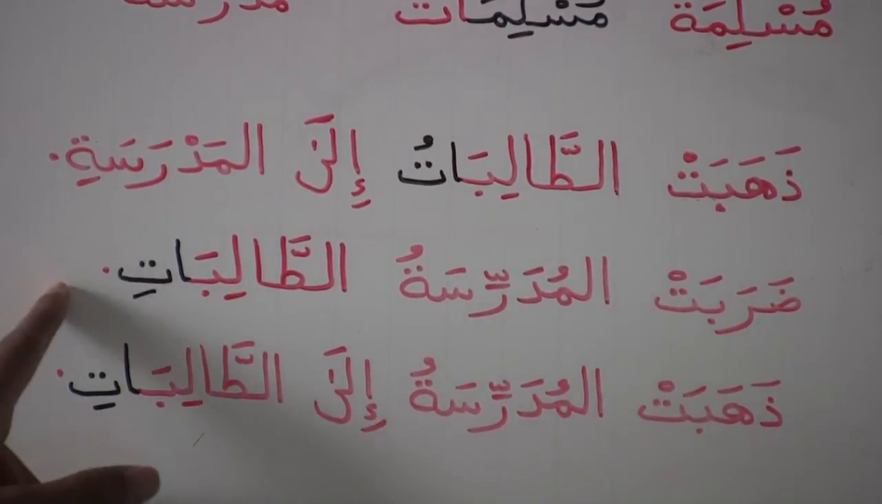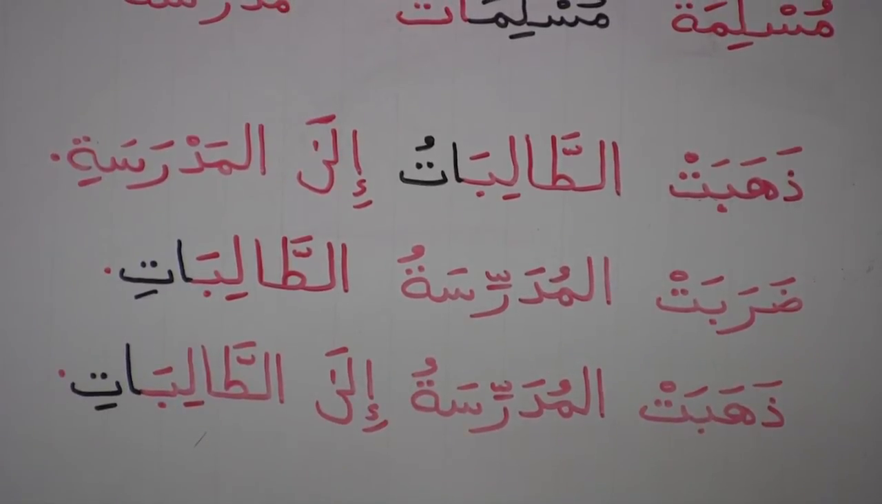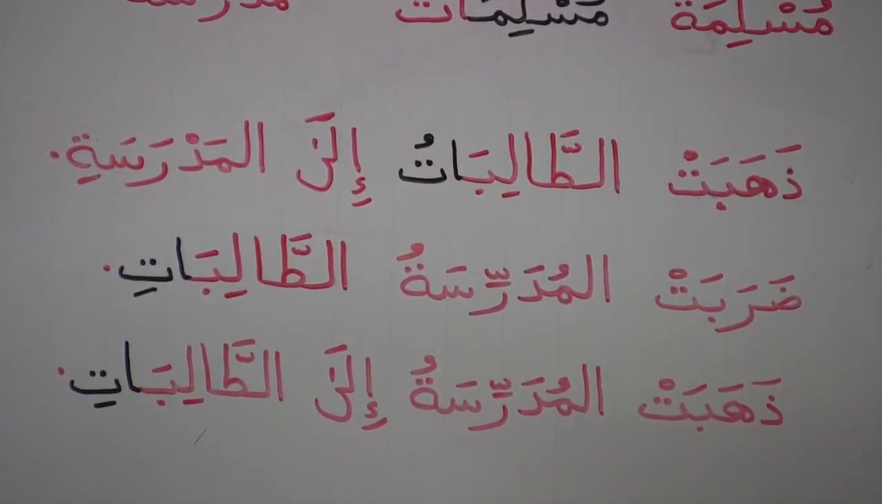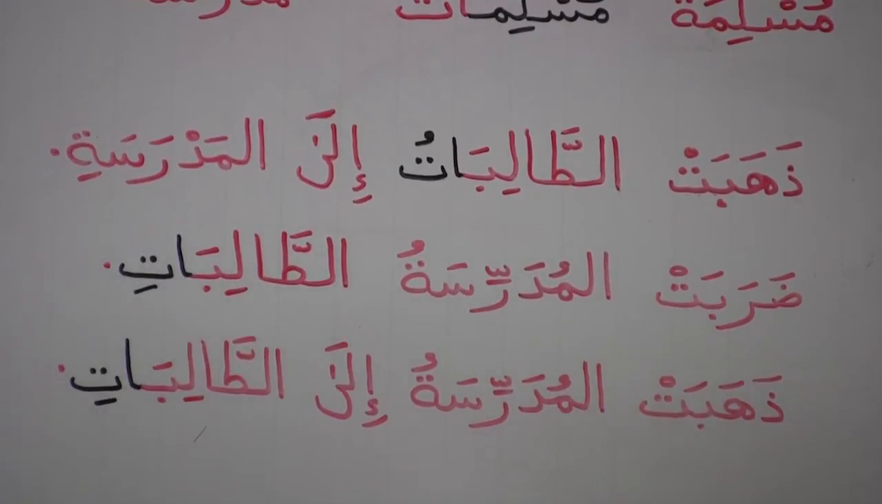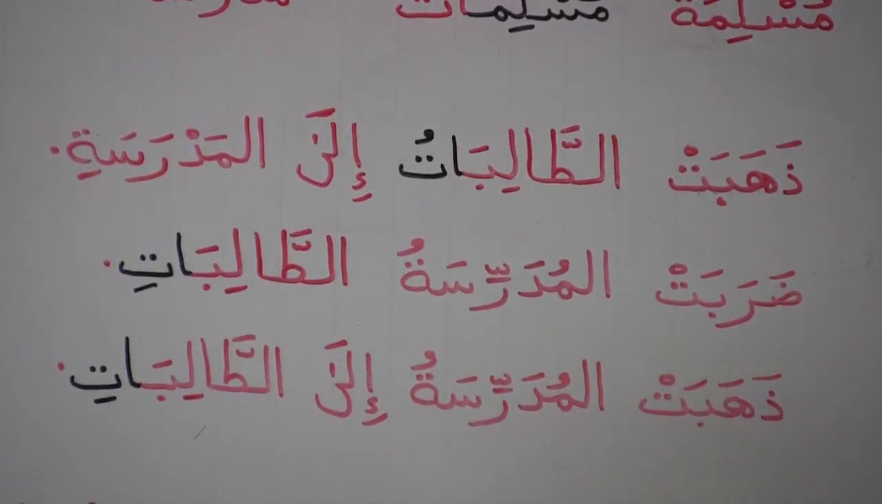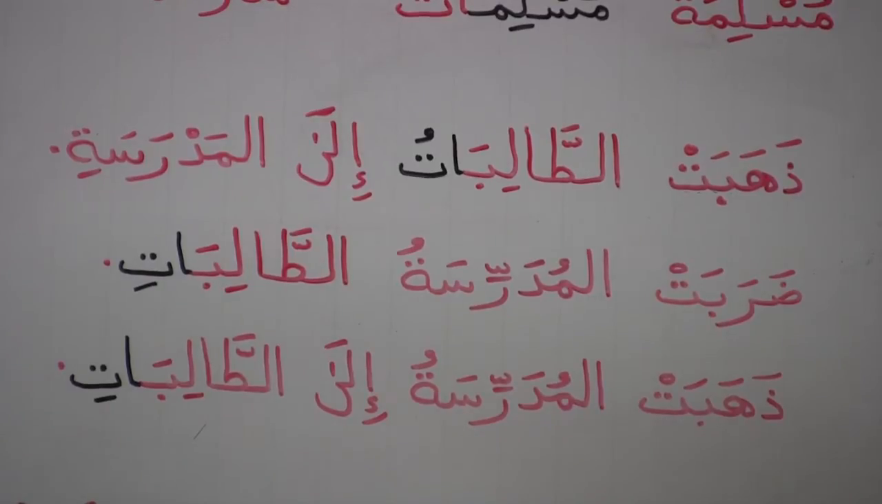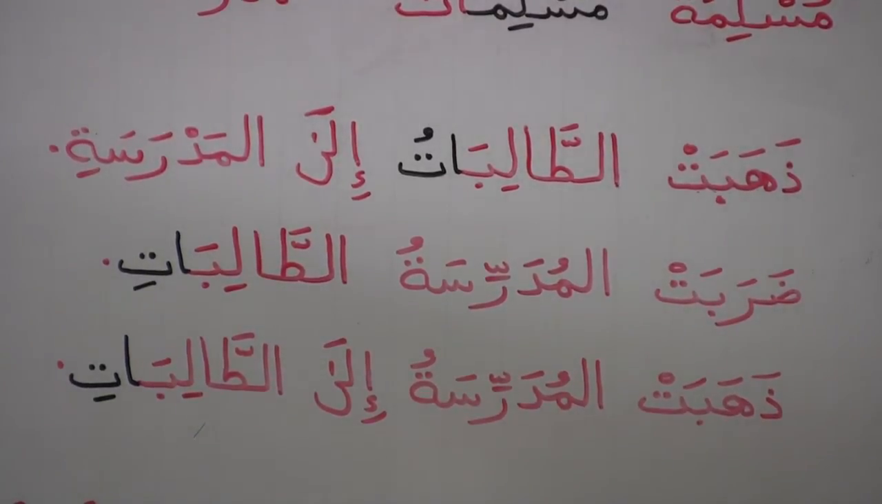ضربت المدرسة الطالبات. The female teacher hit the students. الطالبات, the students, is the maf'ulun bihi. And we see it is mansoob with a kasrah. Nothing is ever mansoob with a kasrah except for Jam'u Mu'annath al-Salim. It is the only time something is mansoob with a kasrah.